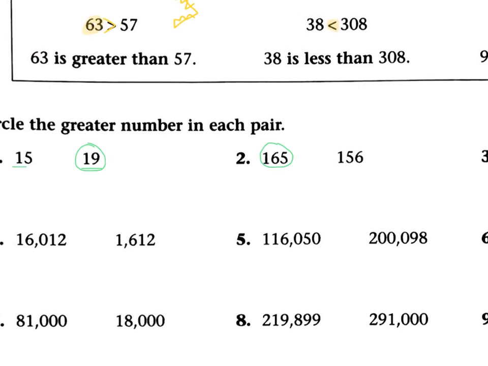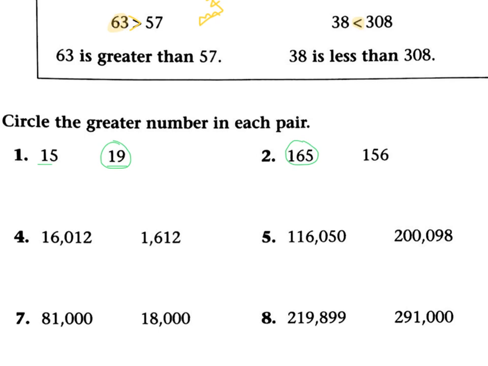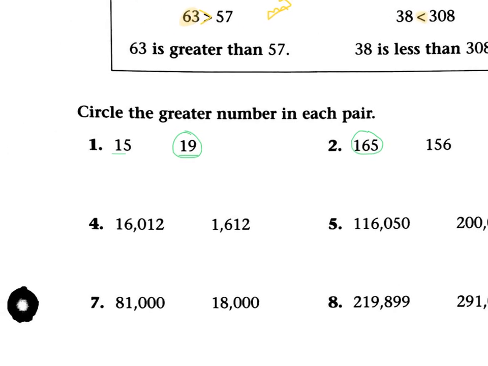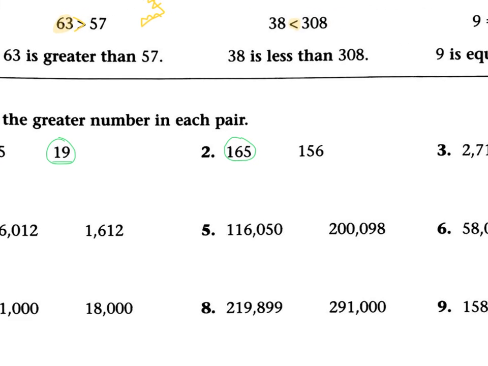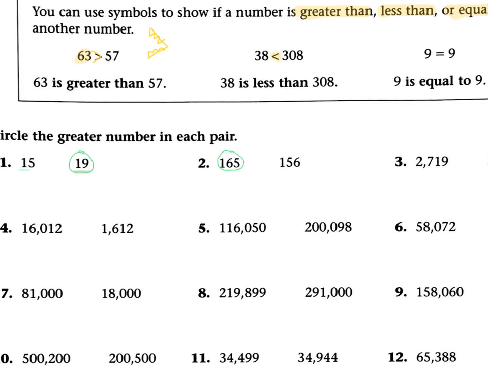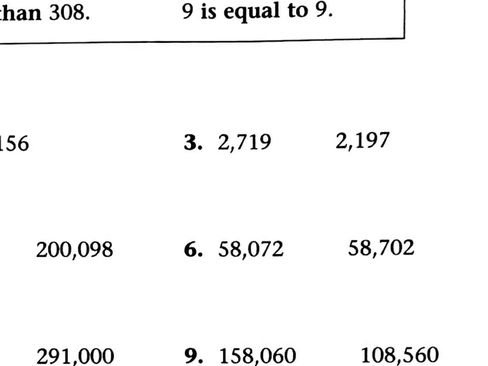And a lot of times I like to think about money. Money's always really easy to think about for me. Would you rather have $19 or $15? Well, I'd rather have $19. I might be able to buy something else with my extra $4 that I have. Would you rather have $165 or $156? Well, I'd rather have $165 because it's more money. That's what you guys are going to be doing here for this section.